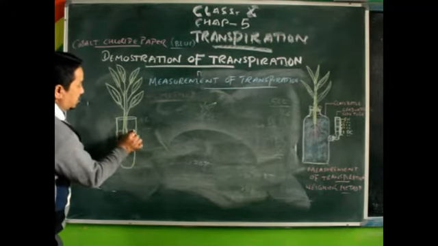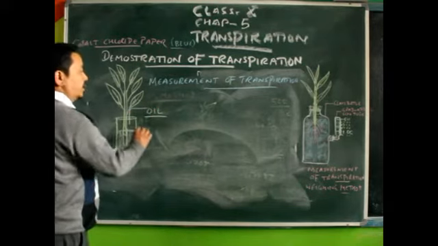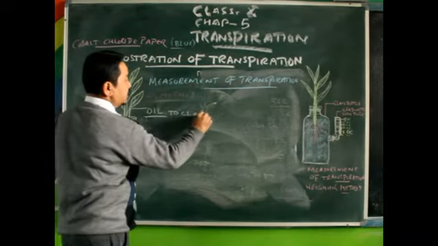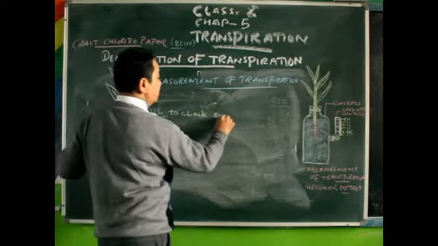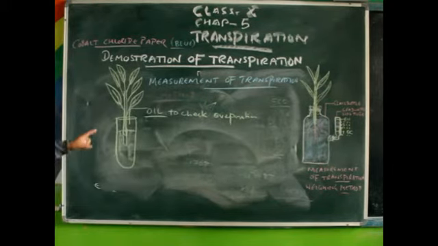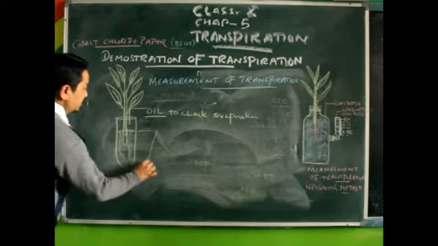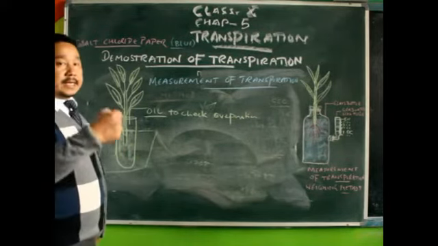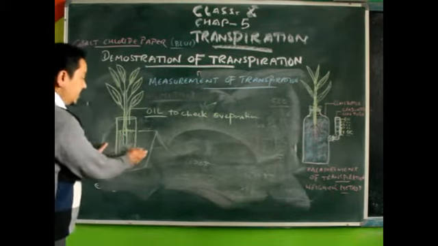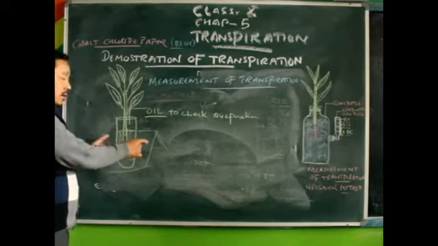Here is the water. Then put some drops of oil here to check evaporation. Now keep this in the beaker, and take the weight of it. Measure the weight of this plant along with the beaker.